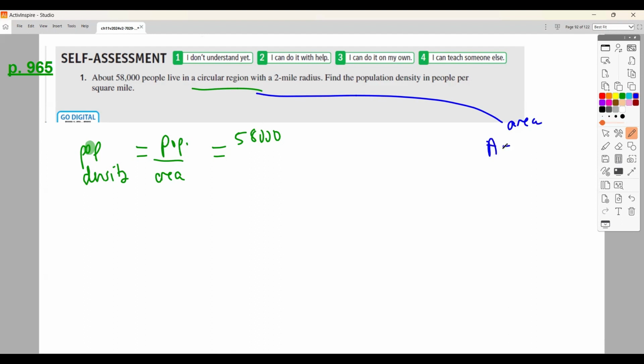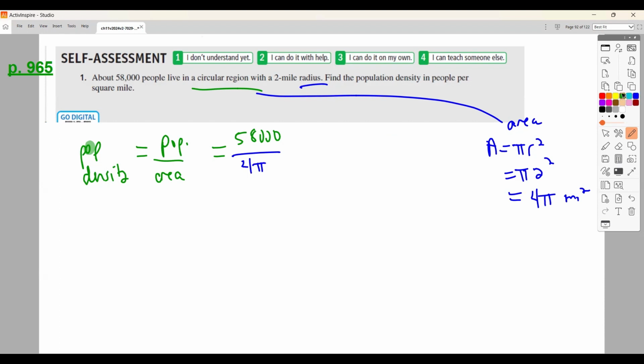So the area is pi times radius squared. So it's going to be pi times 2 squared. We're told the radius is 2. So that's going to be 4 pi. 4 pi, and it's given to me in miles, so that's square miles. You can leave it exact if you like. Go ahead and use 4 pi here for your area, plugging in.